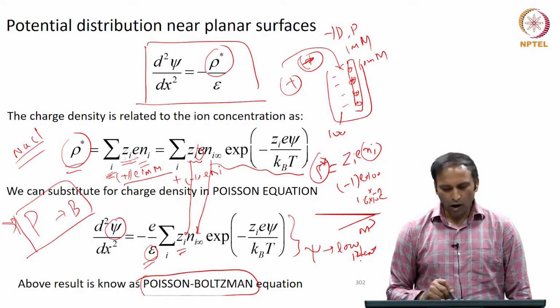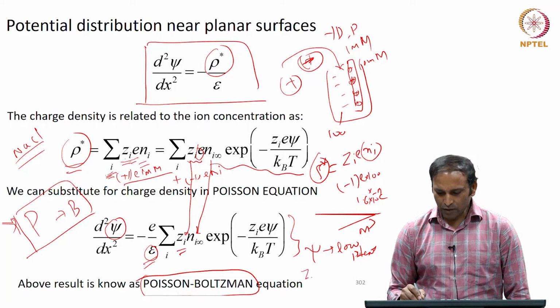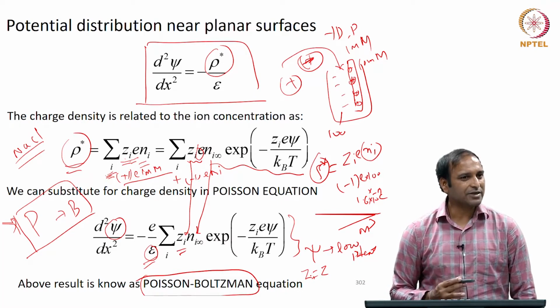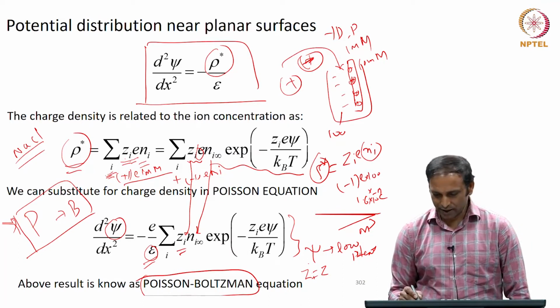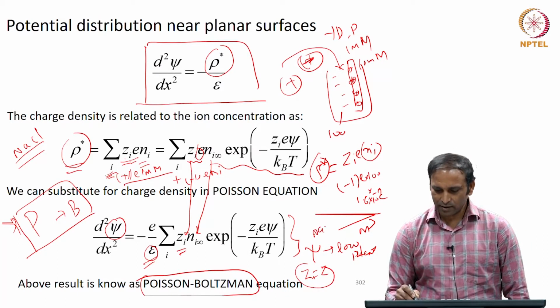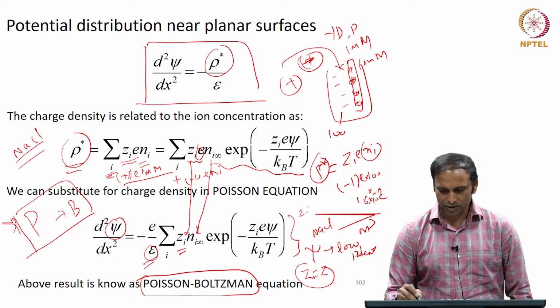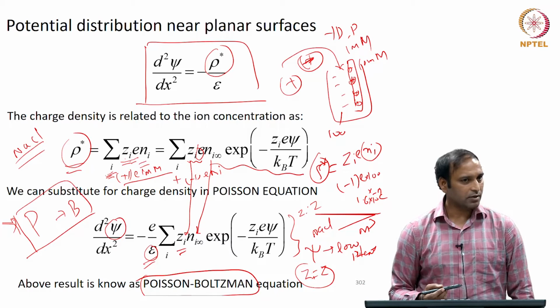Okay. Or I can take a case where I am working with Z is to Z electrolyte. Okay. Z is to Z electrolyte, that means I am working with symmetric electrolyte. Okay. Z is to Z, for example, NaCl is an example of a symmetric electrolyte, that is Z is to Z, right, 1:1 electrolyte, right.